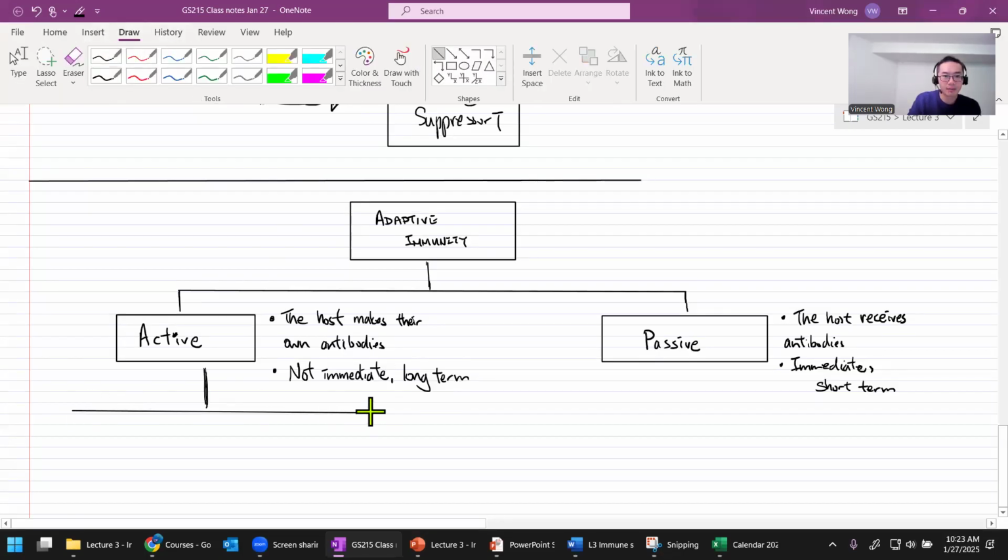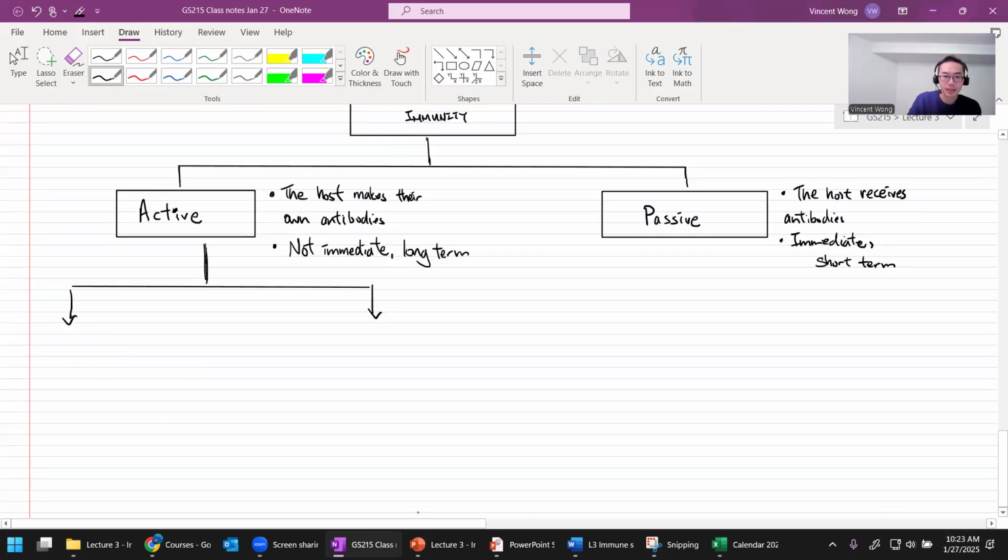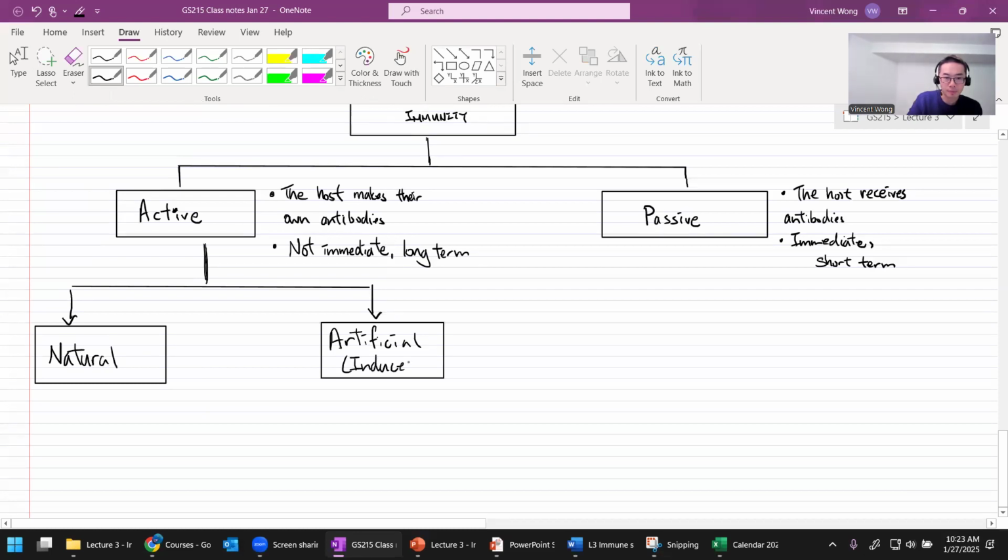Okay, separating the active immunity, we have two branches. Let's start with natural. And the opposite of natural is artificial, or induced. You triggered it, you deliberately triggered it. So let's do natural first. Natural active. I'll give you an example to help you understand. Oh, sorry, I'll describe it first.